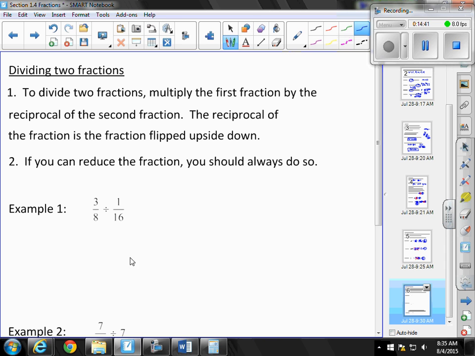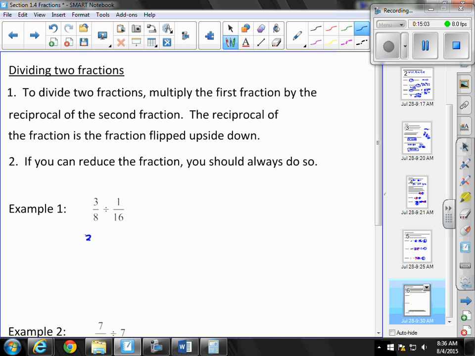And the last thing we're going to do in this video is divide two fractions. To divide two fractions, multiply the first fraction by the reciprocal of the second fraction. The reciprocal of the fraction is the fraction flipped upside down. You can reduce the fraction. If you can reduce the fraction, you should always do so.